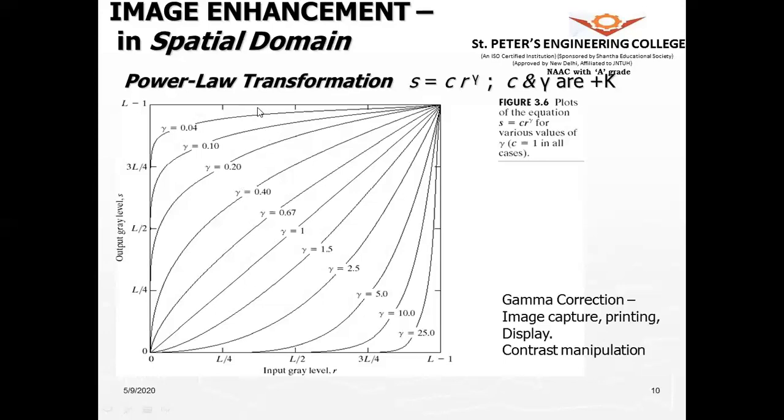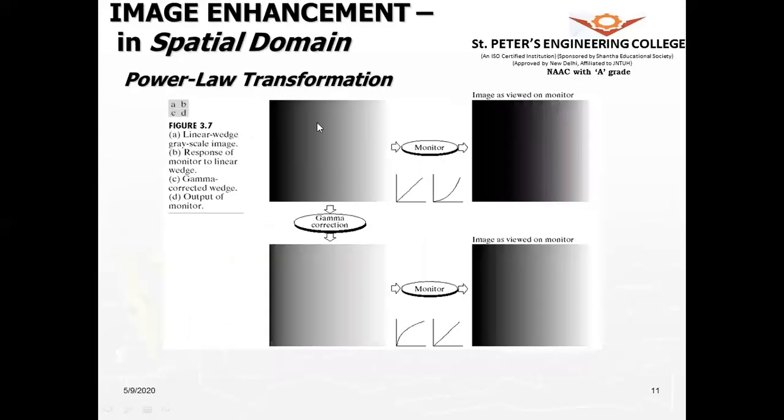And all these devices require a correction process. This correction process is called the gamma correction process. So devices like image capturing devices and printing devices will all go through this gamma correction process. Okay, so here is the gamma correction process for a monitor.